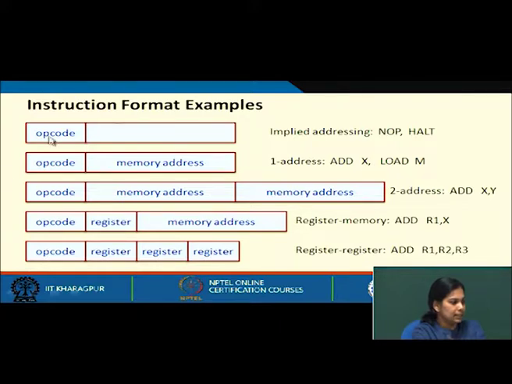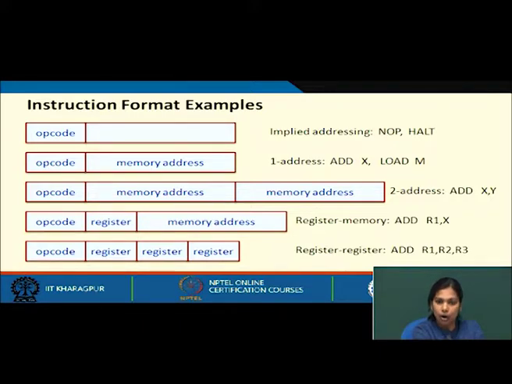Now, let us see this instruction format. If we have just the opcode, let us take an example of NOP. NOP means no operation. The no operation instruction tells the processor that no operation will be carried out in this particular cycle.